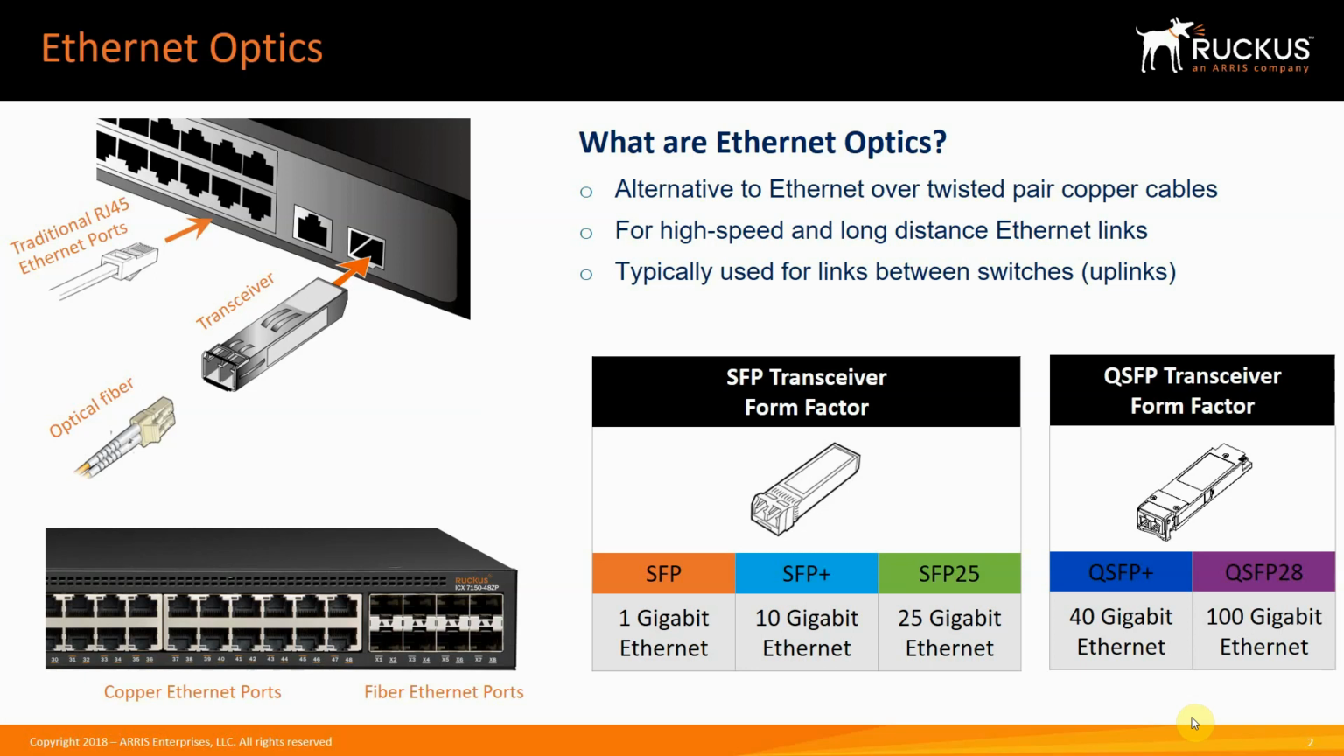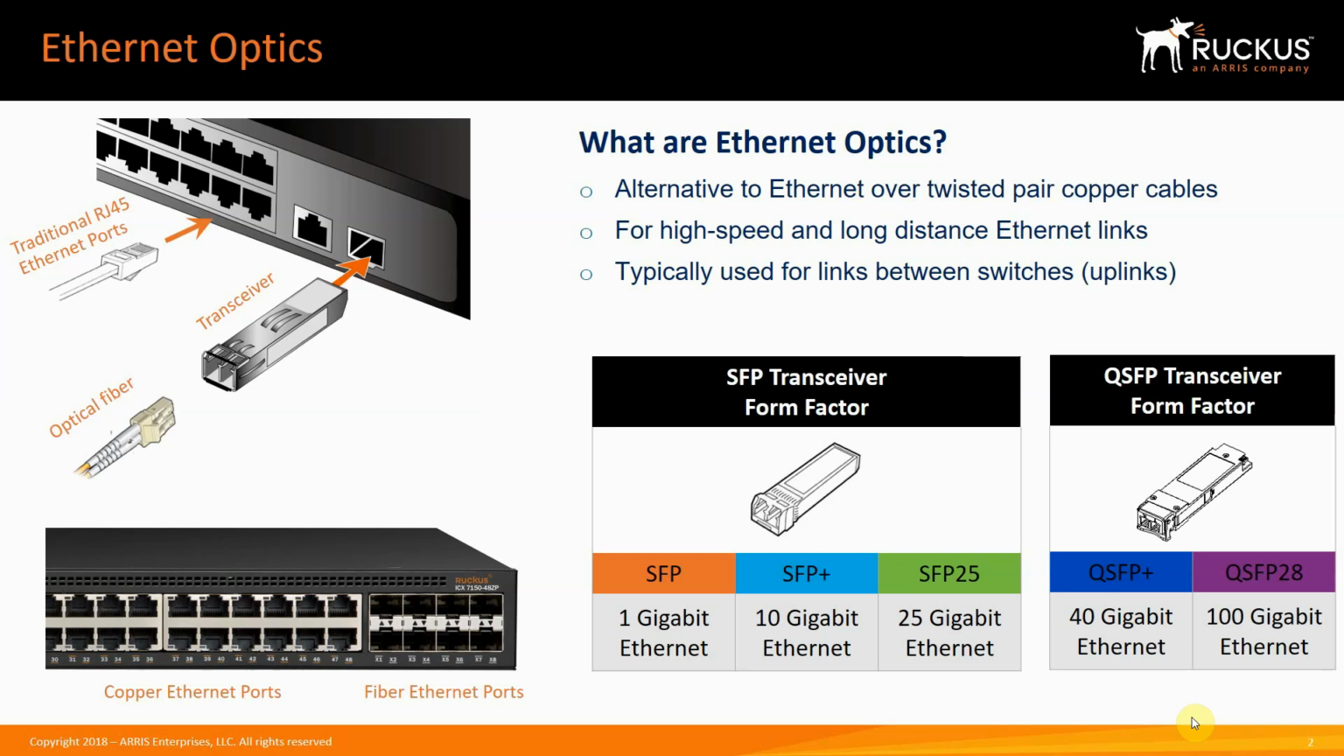Fiber ports are designed to receive a module called a transceiver. Depending on the port speed, there are different types of transceivers. The SFP transceiver form factor supports speeds of 1, 10, and 25 gigabit per second. The slightly larger QSFP transceiver supports speeds of 40 and 100 gigabit per second. Fiber ports are used to create high-speed connections between switches.